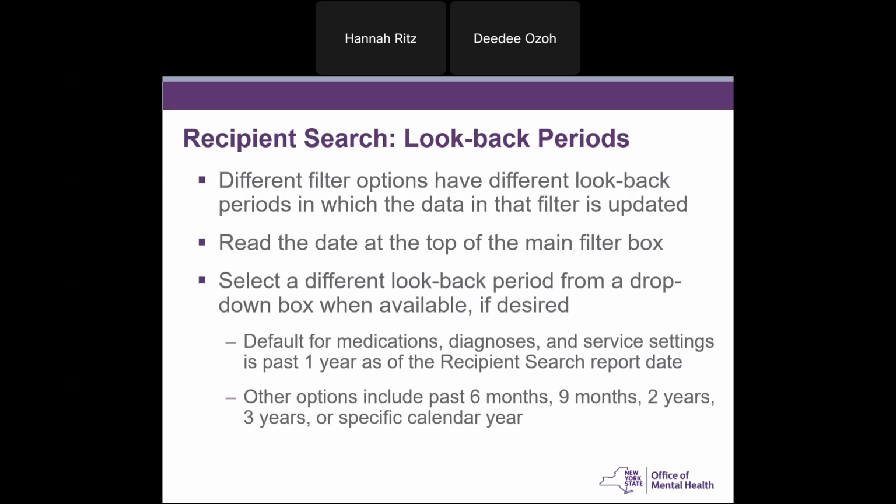The default look-back period for medications, diagnoses, and service settings is the past 1 year as of the recipient search report date. However, other options include the past 6 months, 9 months, 2 years, 3 years, or a specific calendar year. I just want to note that if you do use the 6-month look-back period from the drop-down menu, please keep in mind that those results may not be as up-to-date since things like hospitalizations or other types of claims can take a few months to hit the application.